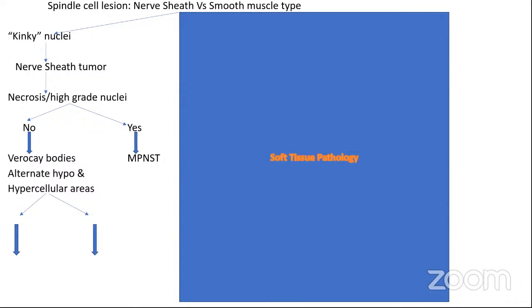If not, obviously the differentials would narrow down to the two commonest kinds of benign nerve sheath tumors, and this is the time when I would look for two features. One is Verocay bodies, second are alternating hypo- and hypercellular areas, and this would essentially give me an answer. Is it a schwannoma or a neurofibroma?